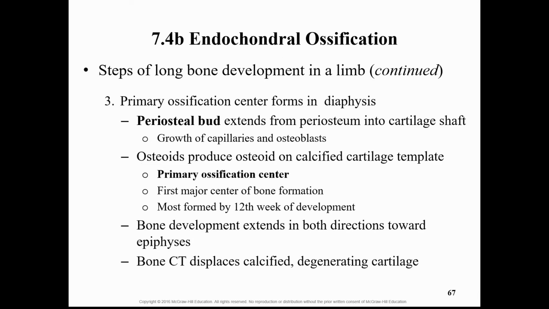Small periosteal buds are going to extend from the periosteum into the cartilaginous shaft. And this is our growth of capillaries and osteoblasts. They're kind of pushing into that cartilaginous material. Our osteoblasts are going to produce osteoid on that calcified cartilaginous template, and this is called a primary ossification center. It's the first major center of bone development, and most of these are formed by week 12. So that's pretty early in fetal development. We're already getting the beginnings of our skeleton at about 3 months.